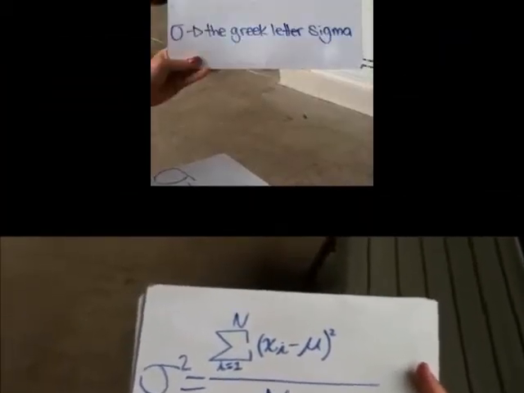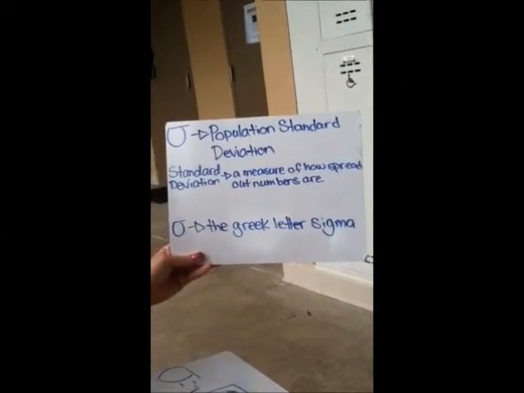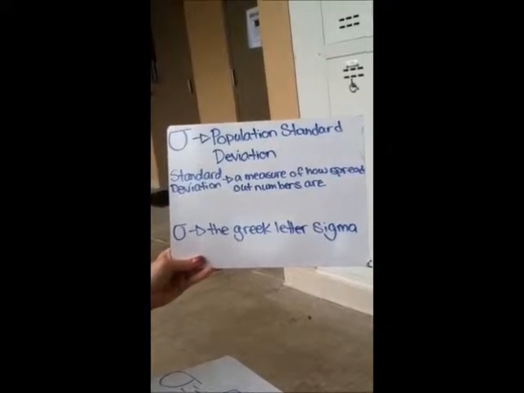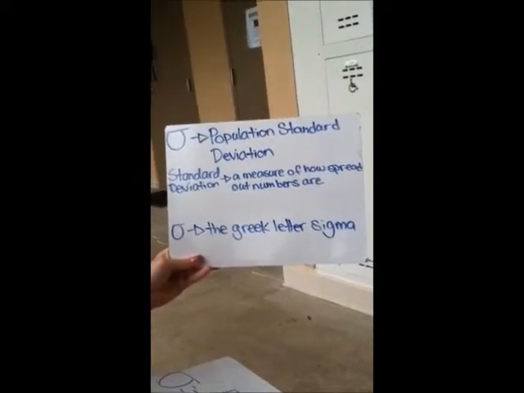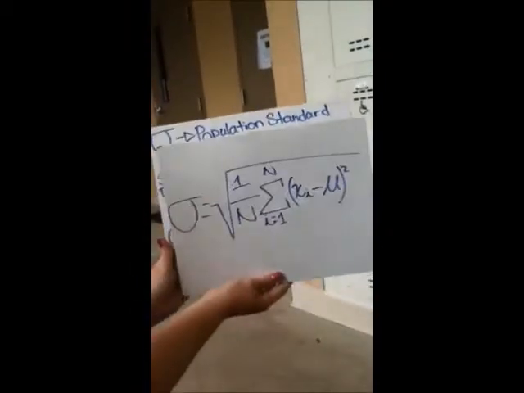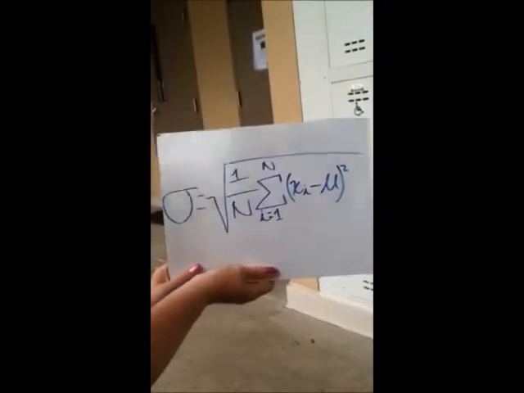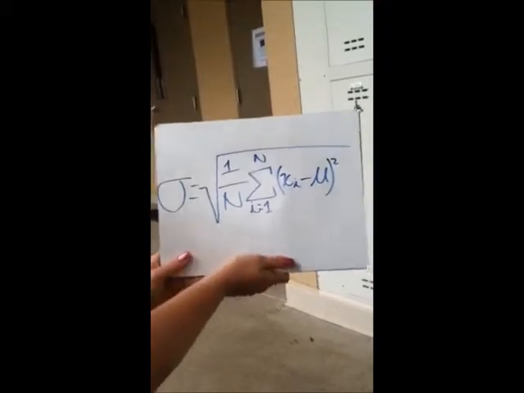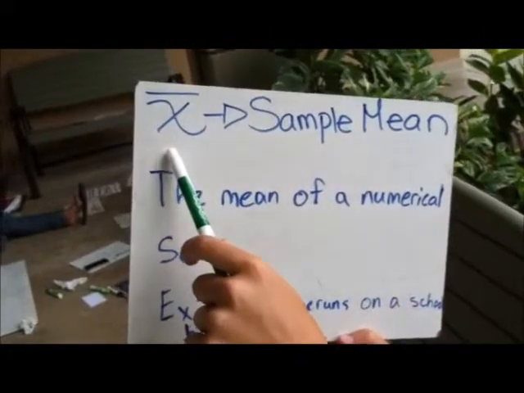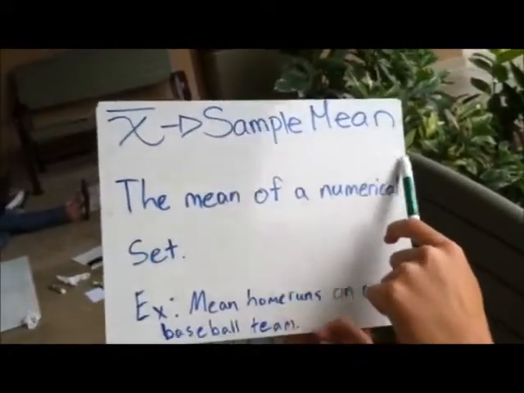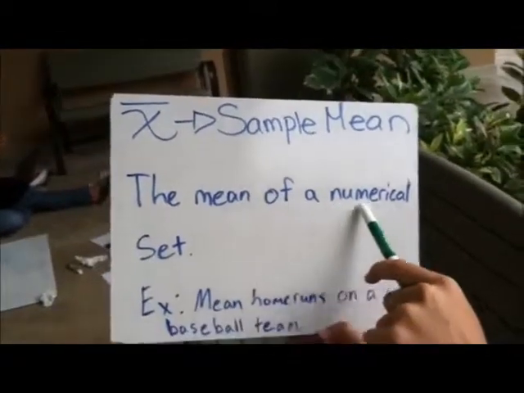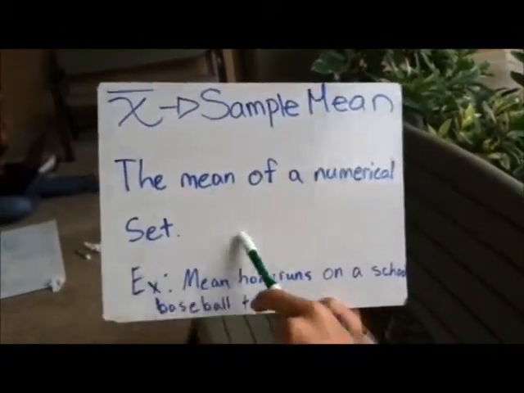mean. The Greek letter sigma is the symbol for population standard deviation. Standard deviation is a measure of how spread out numbers are. This is the equation for the population standard deviation, which is the square root of the variance. This symbol means the sample mean, which is the mean of a numerical set.